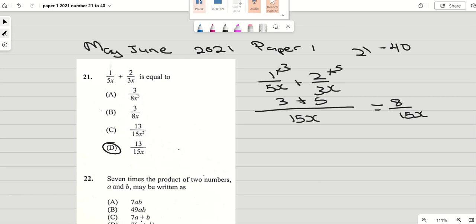Sorry, 5 twos are 10, guys. 5 twos are 10. Right, this is 10, and 10 plus 3 is 13. So it's supposed to be 13. Yes, the answer is 13 over 15x. Right, I just made a mistake. 5 twos are 10. I don't know why I wrote that last one.